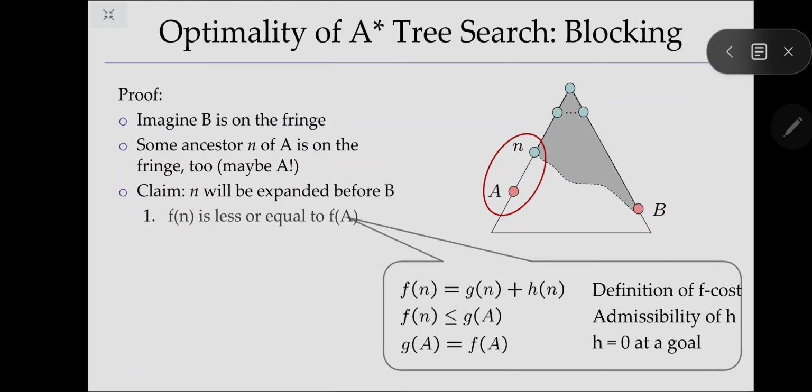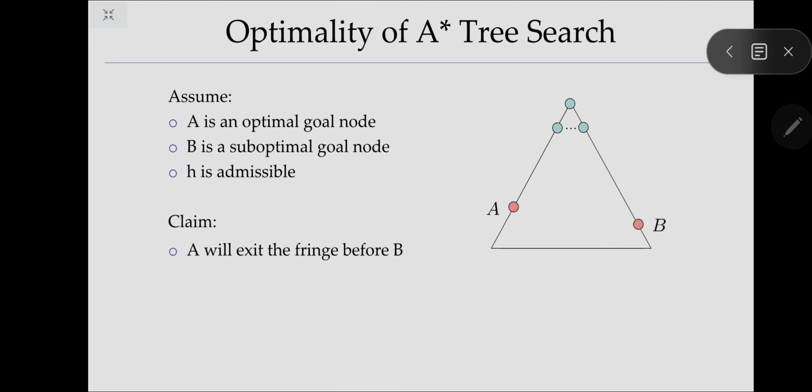But before entering the mathematical analysis, we need to define some assumptions. The first assumption is that A is the optimal goal node. That means the cost of A, gA, is equal to fA, and both of them are the least among all of the nodes in the tree.